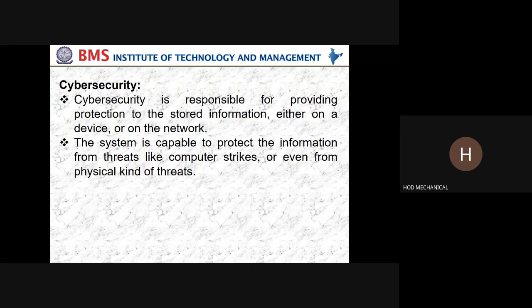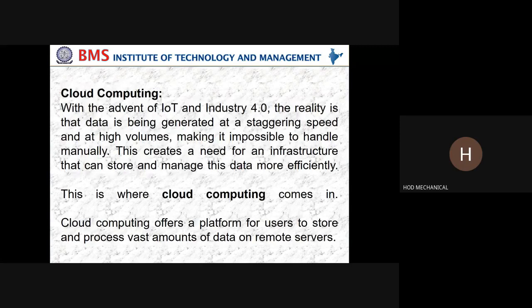Right, so next we have what is called cloud computing. Now the concept of cloud computing: you might be aware that you have plenty of devices, and there is going to be a generation of a large amount of data. Now with the advent of IoT and Industry 4.0, the reality is the data is being generated at a staggering speed and at high volumes.